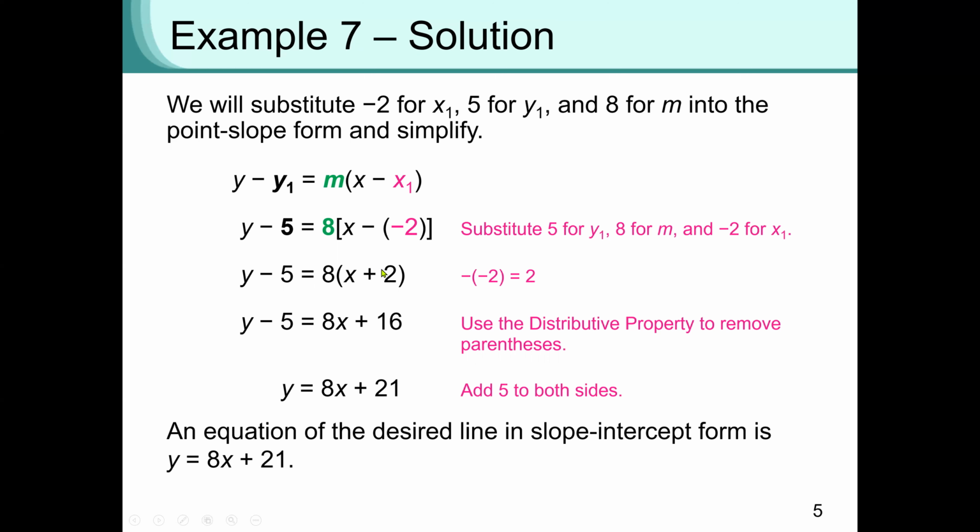Negative times negative is positive, so we get +2. Then y minus 5 equals 8 times x, which gives us 8x. 8 times 2 will give us 16. So we are going to take the -5 to the right side of the equal sign, so it will be +5. So 16 plus 5 will give us 21. This means our line equation will be y equals 8x plus 21. Again, both lines have the same slope value 8 because the two lines are parallel according to the question.